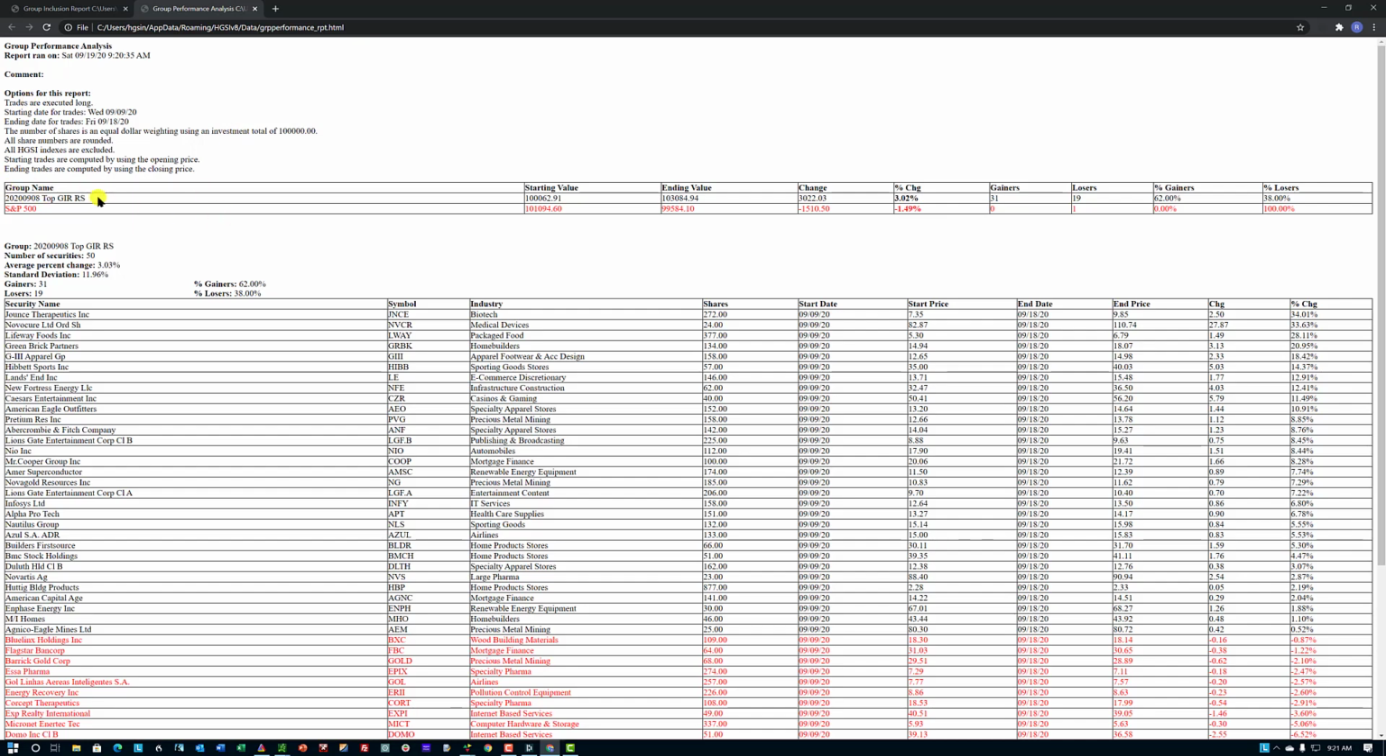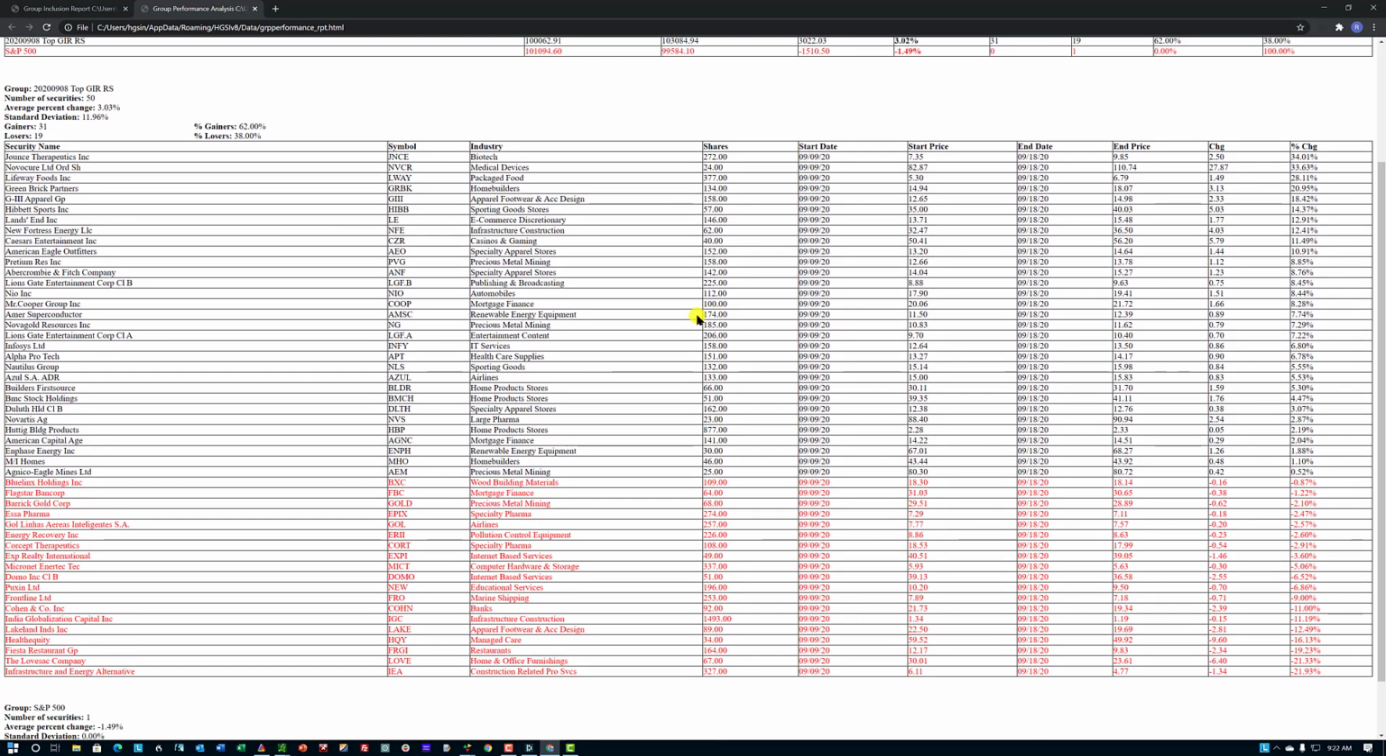And if you look at this, it's not all that impressive, but the group as a whole was at 3.02% compared to minus 1.49 for the SPX. So there's a 4.5% difference there, which is actually quite a bit. 31 gainers, 19 losers, 62-38. This goes to show you the importance of using stops when you take a trade.